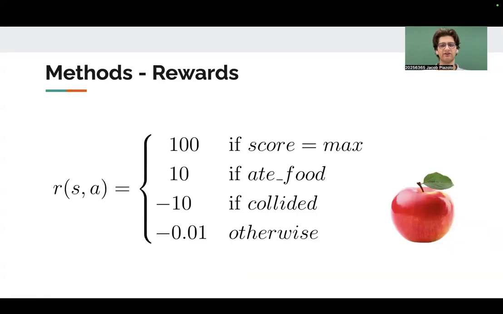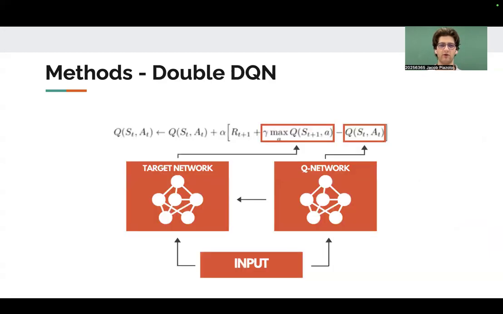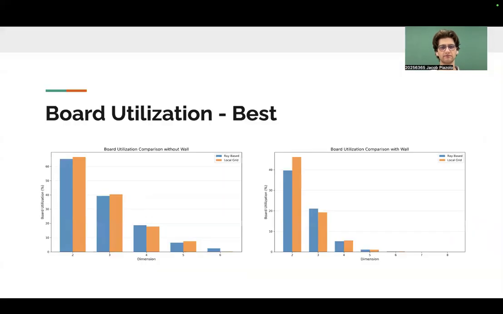We give it 100 reward if it plays perfectly, if it fills the whole board with its body, 10 if it eats food, -10 if it dies, and otherwise takes 0.01 away. We use double DQN to train the agent, as it is stable enough, and therefore we do not need PPO.